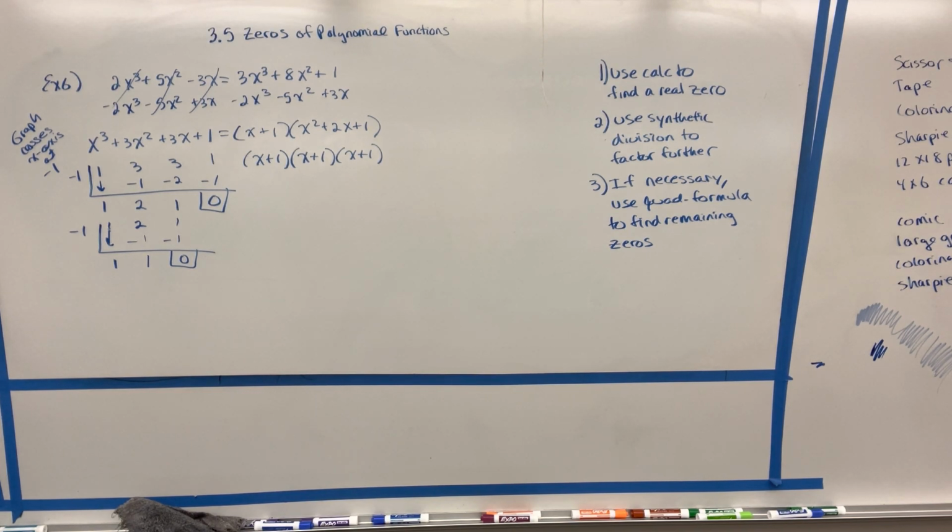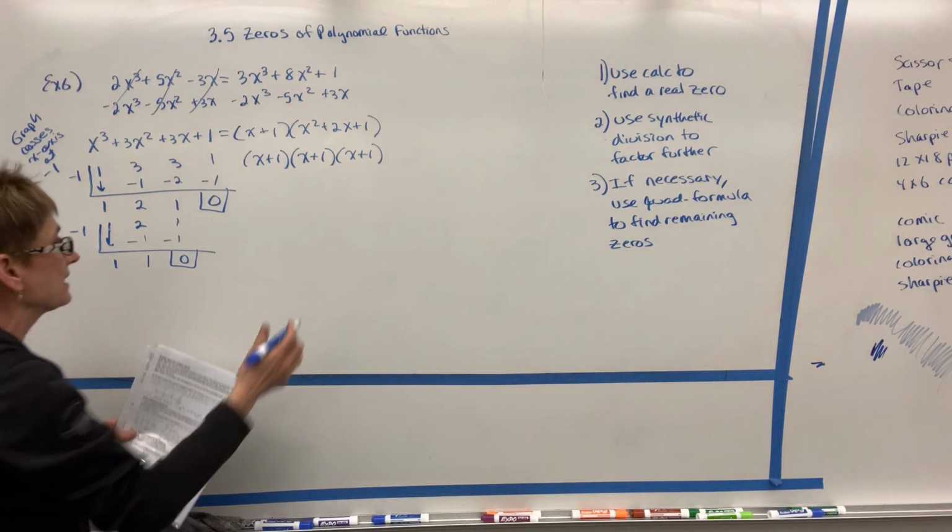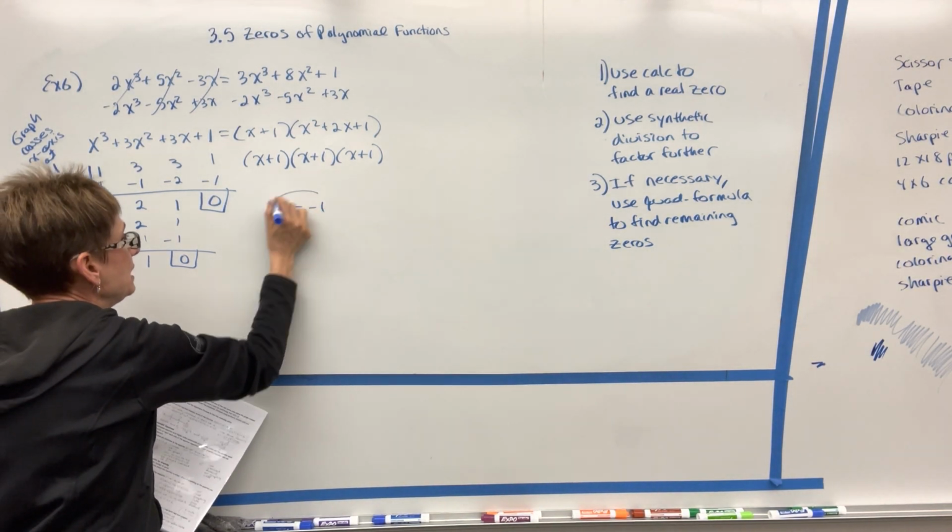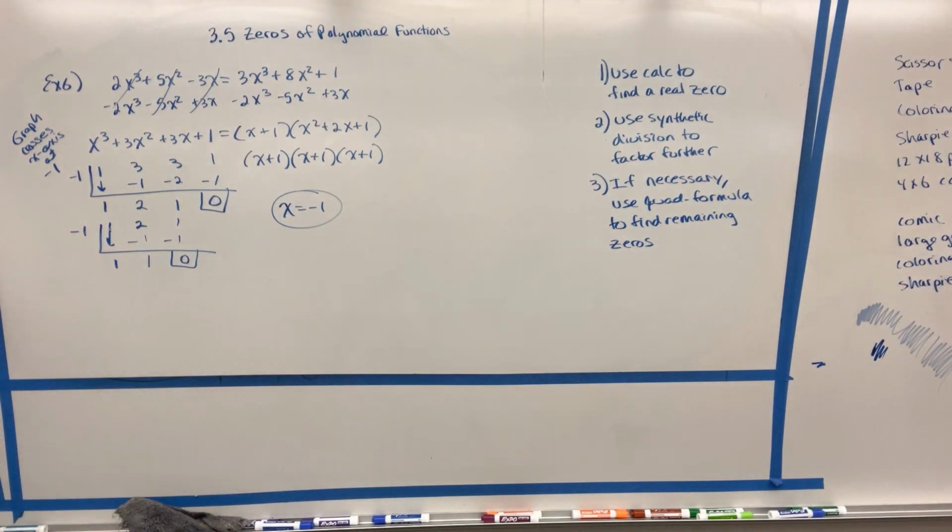So all of the zeros basically are just the one. The zero is just x equals -1. Typically, when we have a third degree polynomial function, we are going to have 3 zeros, but in this case, the only zero that works for this graph is -1.